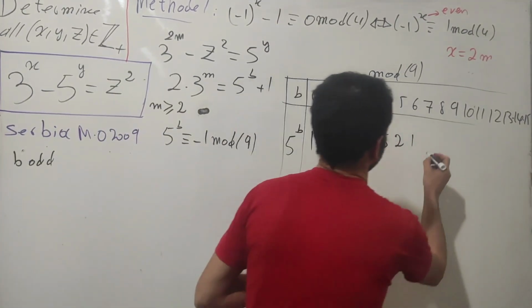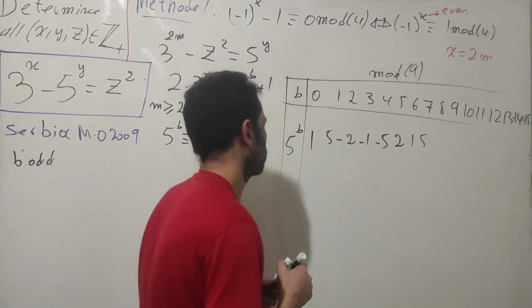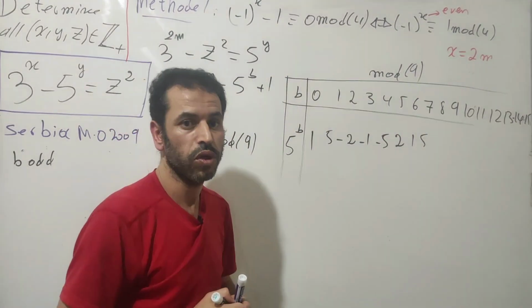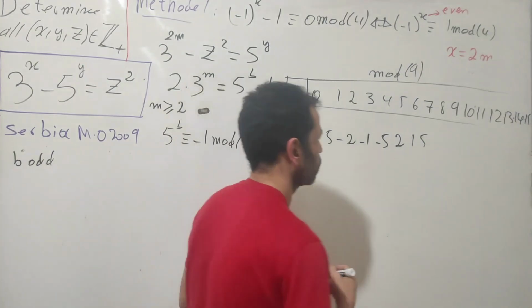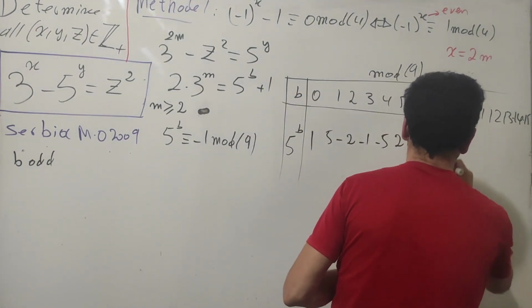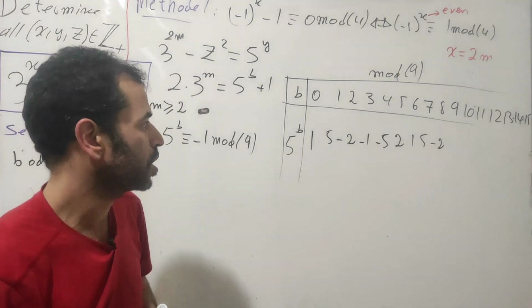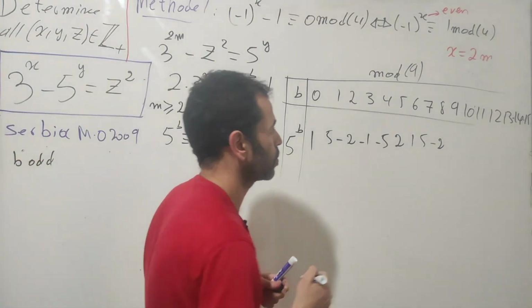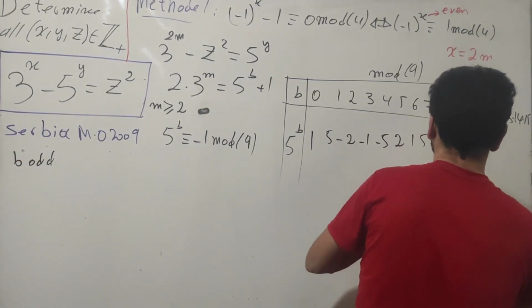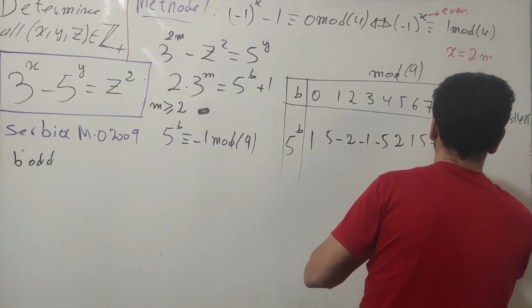1 multiplied by 5 is 5. 5 multiplied by 5 is 25, which is 2 less than 27, so I get minus 2 here. Minus 2 multiplied by 5 gives minus 10. Minus 10 plus 9 is minus 1. I'm going to change the color of this one to make it clearer.